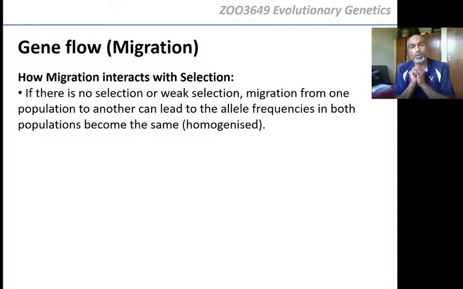But let's say we don't have strong selection. We have 2 populations, gene flow between the 2 populations, but there's no strong selection. So if you bring an allele, it's not really selected out. If you bring an allele there, it's not selected. This is a weak selection or no selection, right? So what happens? After many generations of migration, both populations look identical to each other, right? They've become homogenized. They've become the same because there's so many people going back and forth.